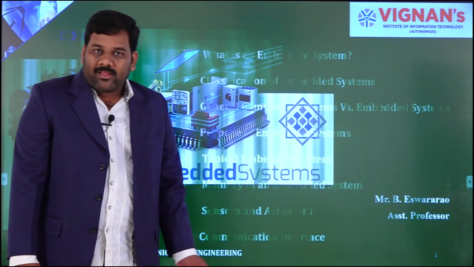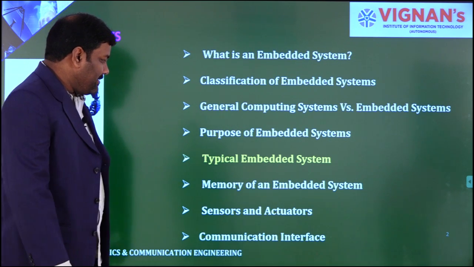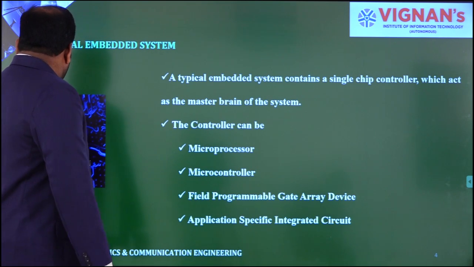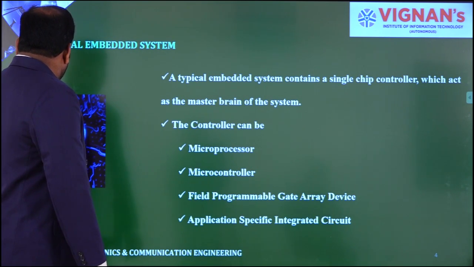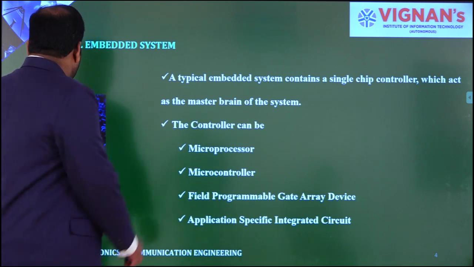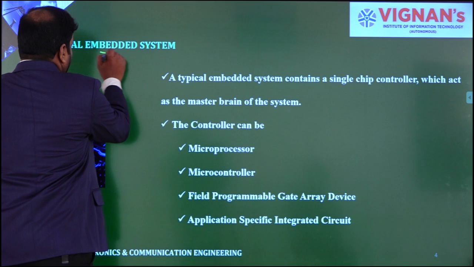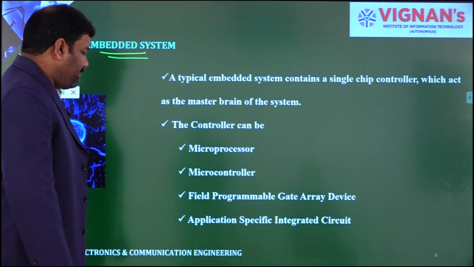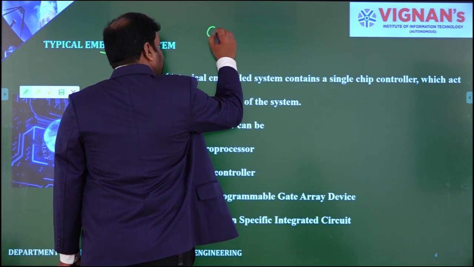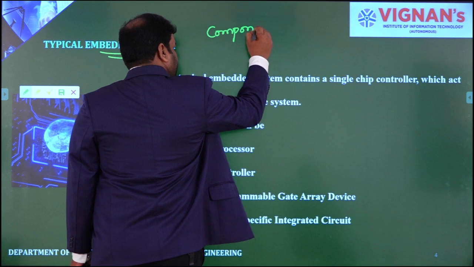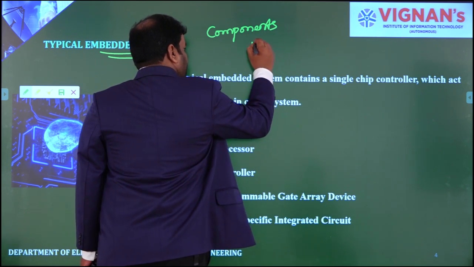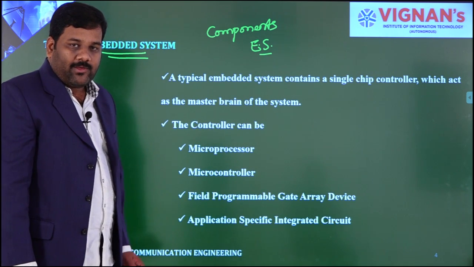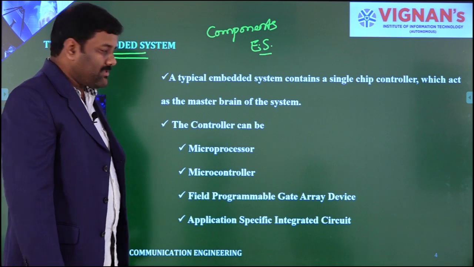Morning guys. Next topic. Now we are going to discuss a typical embedded system. A typical embedded system is simply about what components are available in embedded systems and how the components work and support the embedded system.